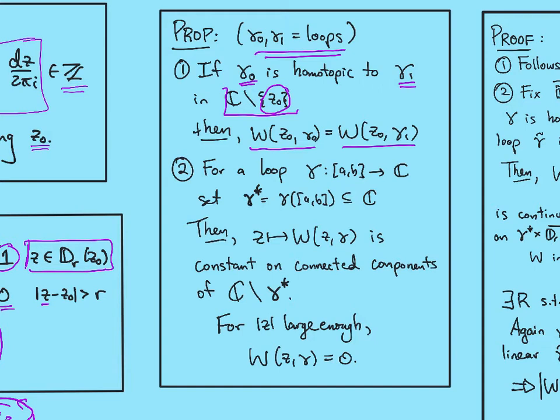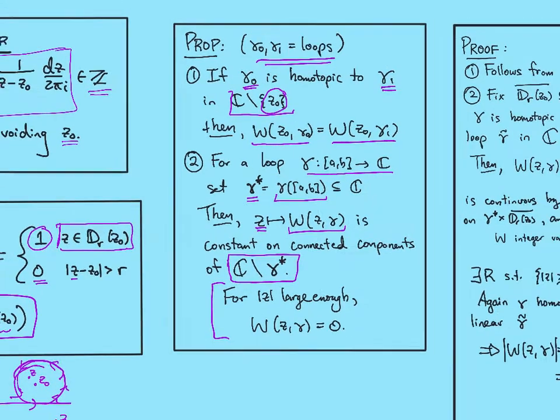The next important property is that if I have a loop, and let's define the actual set of the curve, which is just the image of the interval under gamma, then as a function of z, the winding number is constant on the connected components of the plane minus the actual points of the curve. And also for z large enough, the winding number has to be 0. If you're really far away from the curve, it can't wind around you. So that's pretty intuitive.